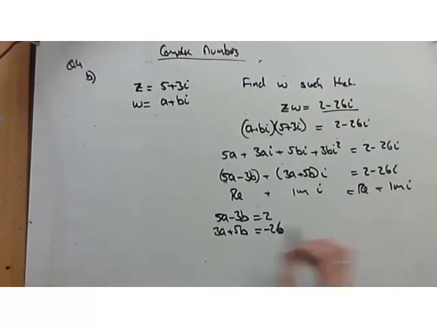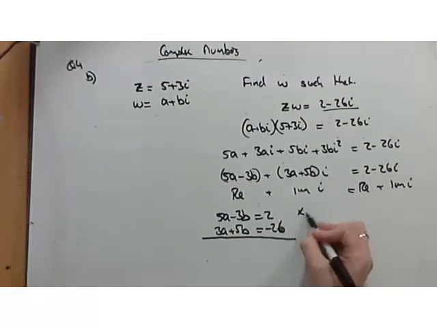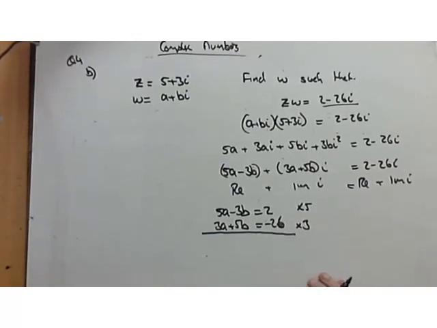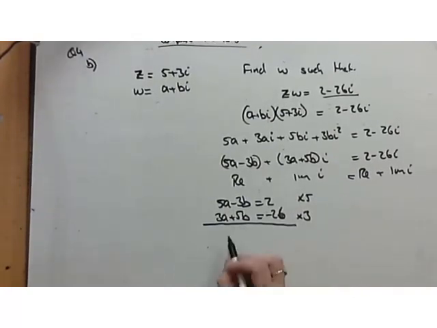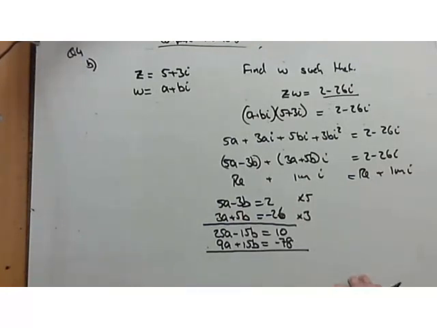Good. So now we have two equations and two unknowns. I'm going to multiply that by 5, multiply that by 3. Okay, and we get 25a minus 15b is 10, and 9a plus 15b is minus 78. Then we add these two equations, and by doing that the plus and minus 15b cancel out, so we get 34a is minus 68, so a is minus 2.